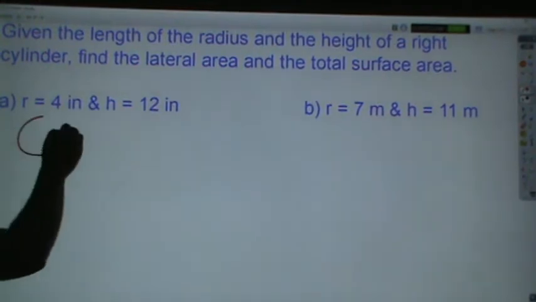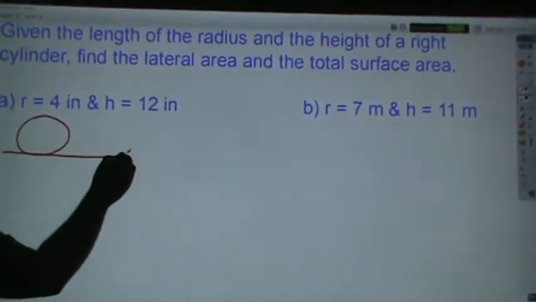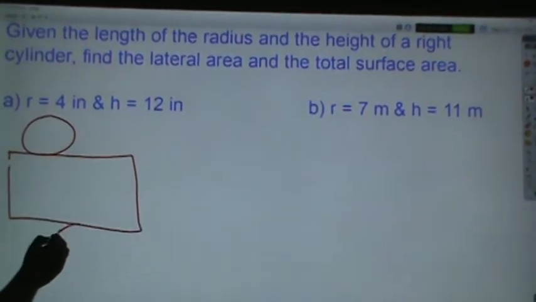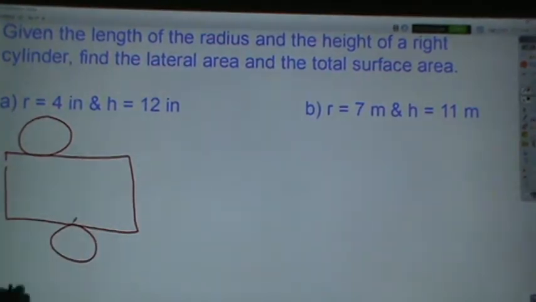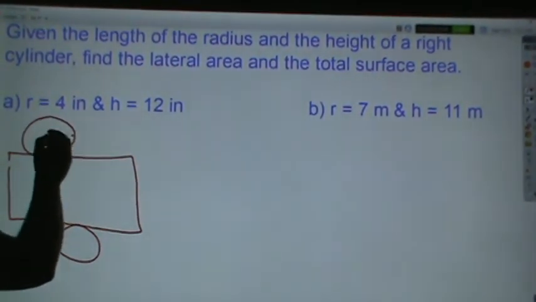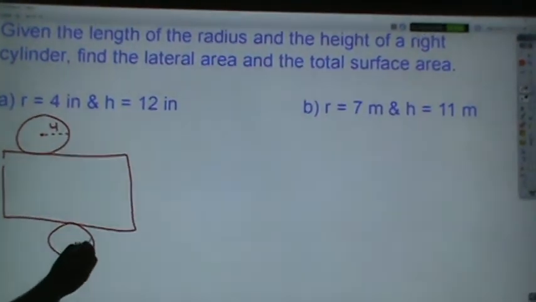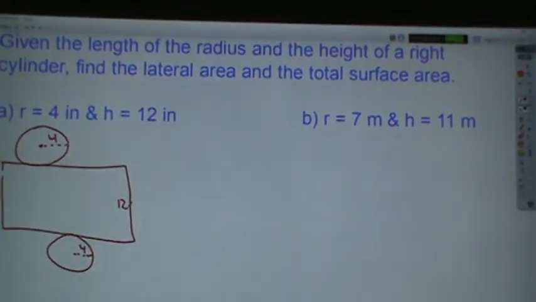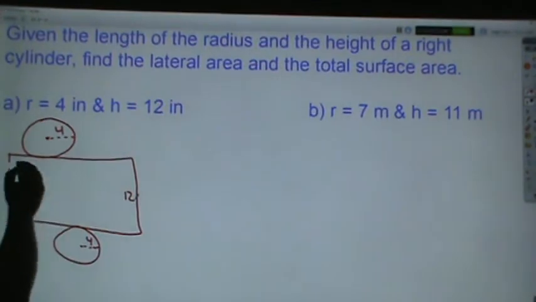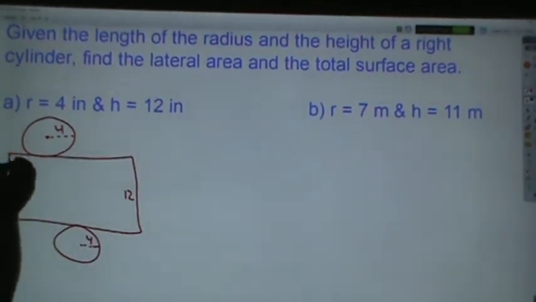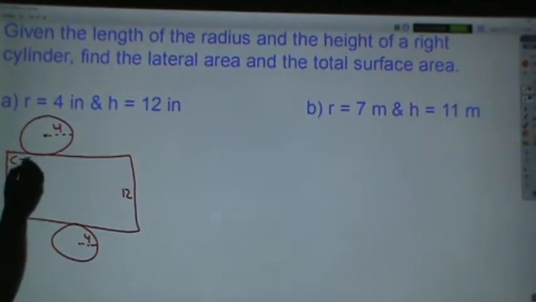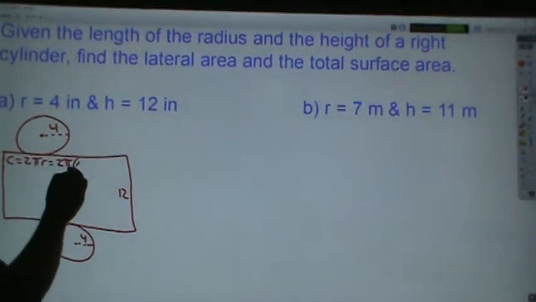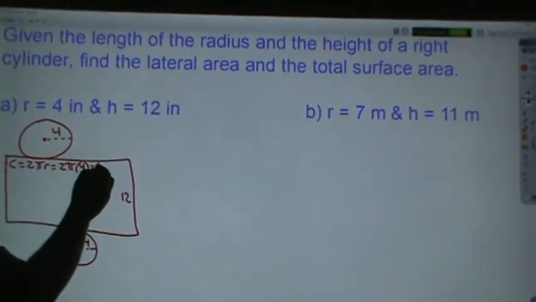So I'm going to have a circle at the top. I'm going to have a rectangle in the middle, which is that lateral surface. And then I'm going to have another circle at the bottom. So the radius of each circle is 4. We talked about the height of the cylinder being 12. But we need two dimensions to find the area of a rectangle, and this other dimension is the same as the circumference of the circle. You can calculate a circumference using the formula 2 pi r. So I'm going to have 2 pi times 4 or 8 pi.